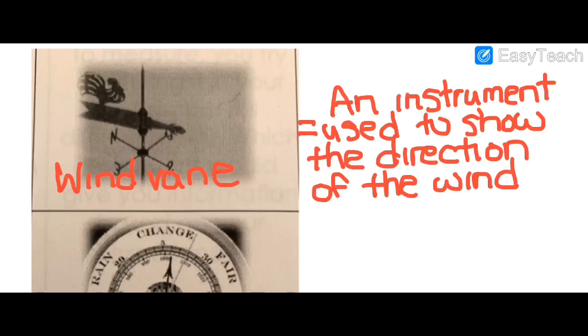So wind vane, again, an instrument used to show the direction of the wind. And again, you can see mine. I've got a little rooster up there, and I've got an arrow pointing, and we've got north, east, south, and west sort of spinning around there. All right, so wind vanes measure wind direction. So far, so good? All right, let's head now to our next picture.